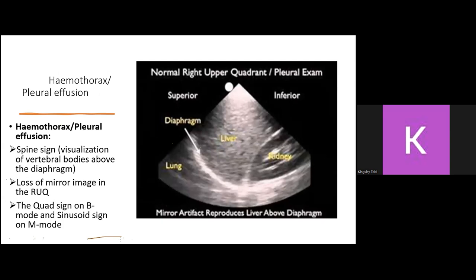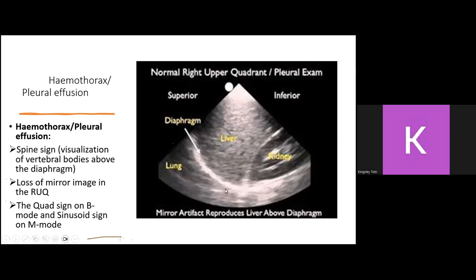Okay, let's go. Pleural effusion and hemothorax are important, especially as a cause of cardiac decompensation in our patient. What we look for is what we call the spine sign. On a non-lung ultrasound, this is the spine, this is the diaphragm. When you see this, remember that you look for the liver, especially at the posterior alveolar points, like I mentioned before. This is the diaphragm, the hyperechoic structure between the lungs and the liver, and this is the vertebral spine.